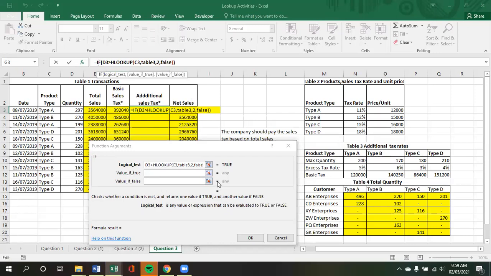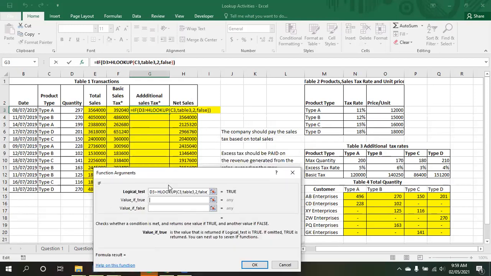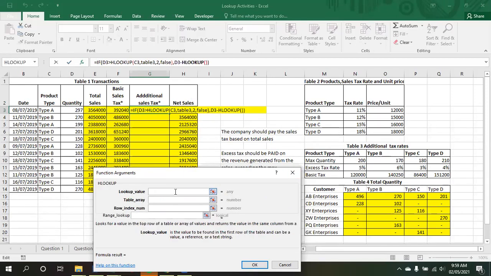Then you go back to the IF function, good. Then value if true. If the value is true, what you are supposed to do is take that excess amount. You need to work out the excess amount. See D3, no? D3 minus that amount. D3, yeah. So that particular amount minus, again, HLOOKUP has to be taken, no? Again, HLOOKUP, yeah. Same thing.